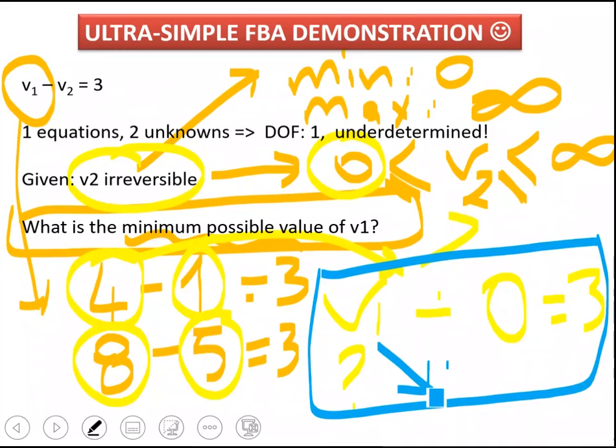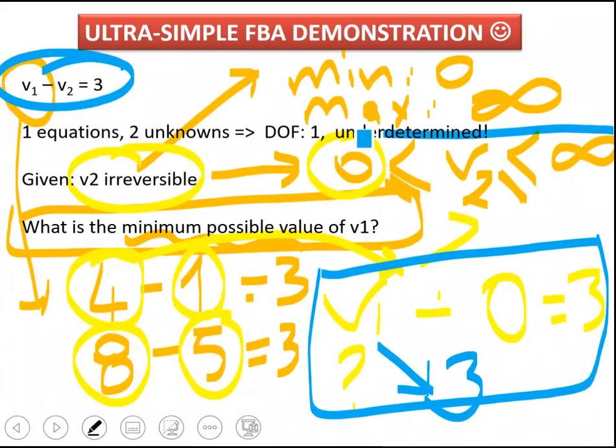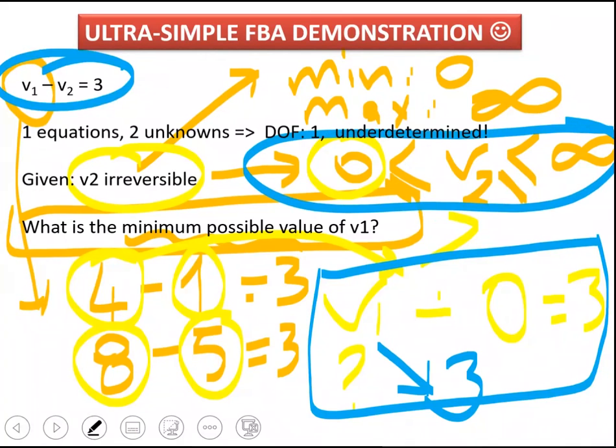The answer is 3, right? So we have solved an optimization problem without using any computational algorithm, right? By using the mass balance constraints and also the reversibility constraints, and by using the objective function, among many possible solutions, we choose one which corresponds to a specific objective function.